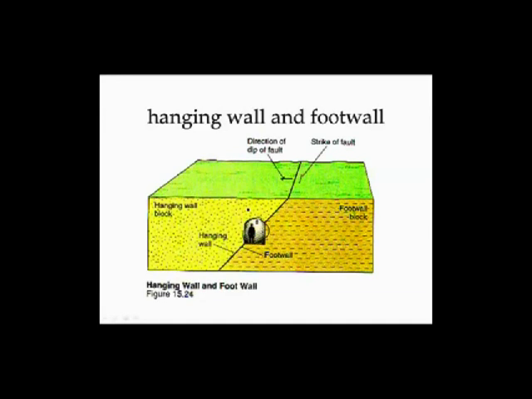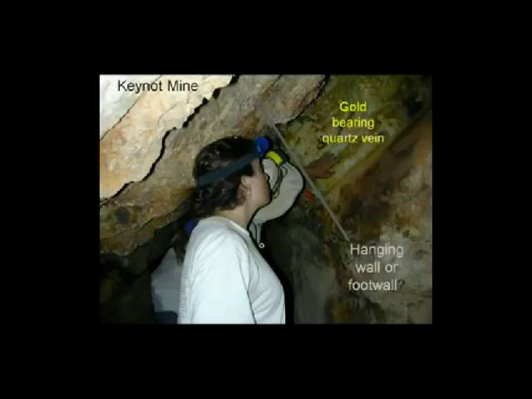As the miner is standing there at the fault, above his head is hanging a wall that he called the hanging wall, and at his feet is the footwall. To give you a specific example, here are friends of mine at the Keynot mine, which is an abandoned gold mine in the Inyo Mountains, and one of my friends got his hand on the quartz vein here. I wish all that yellow stuff was gold, but if it were, this would not be an abandoned mine.